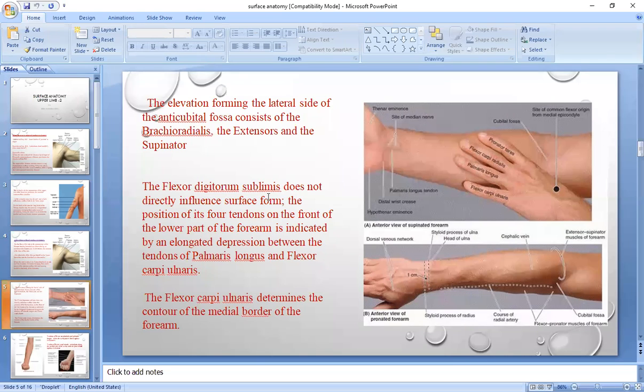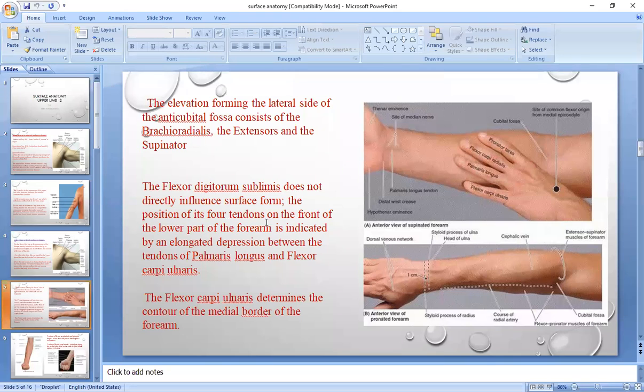This flexor digitorum does not directly influence the surface, but the position of its four tendons on the front of the lower part of the forearm. Here you identify, all of you see the lower part of the front of the forearm. There is a slight depression. If you see that structure just lateral to this depression, see, this is a depression. So, what is the depression?